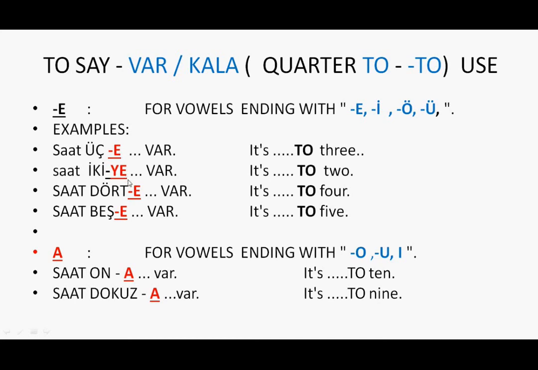Suffix E. Saat 2'ye blah blah var. Saat 4 var. Saat 4'e. Actually, when we speak, guys, we turn this letter T into D. So we say saat 4'e, not 4'e. Okay, we don't use this at all. So we turn this letter T into D. So saat 4'e blah blah var. Saat 5 blah blah var. Saat 5'e blah blah var.